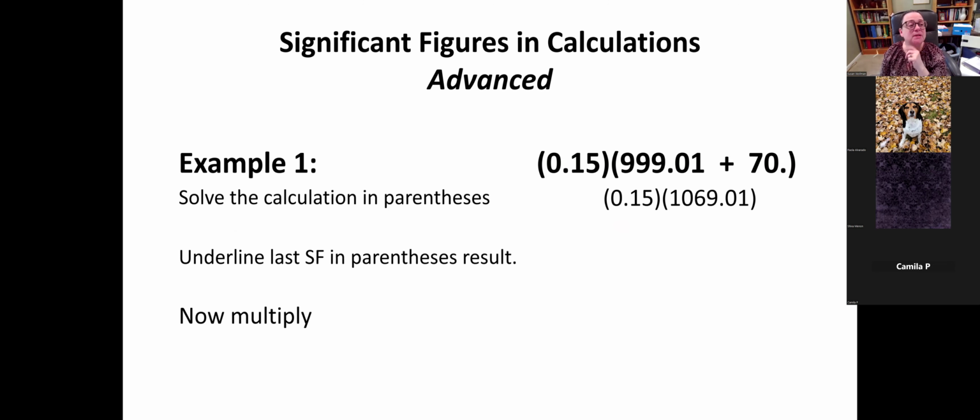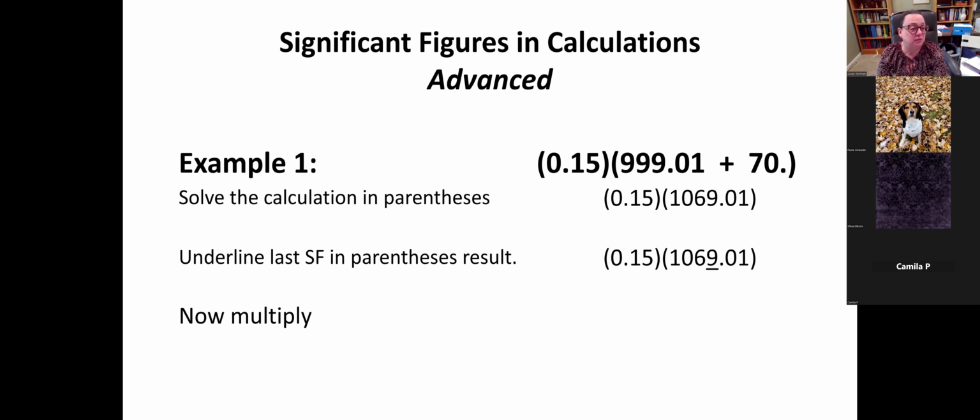Yes, it's the 1. What that means is that this answer that we wrote down, 1069.01, by all rights should have stopped at the ones place. So instead of clearing our calculator out and writing 1069, we're just going to track the process. We're just going to underline where we should have stopped, and that underline is telling you where the last significant figure is.